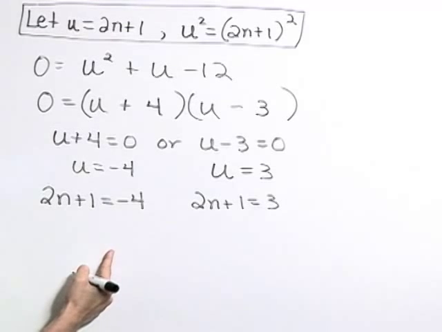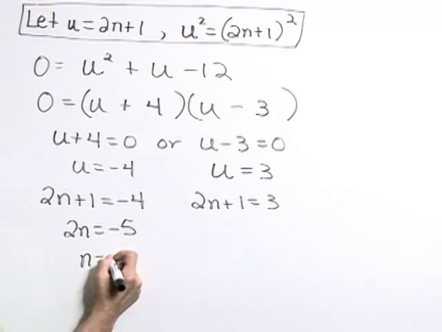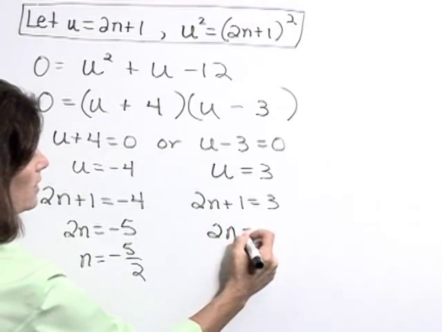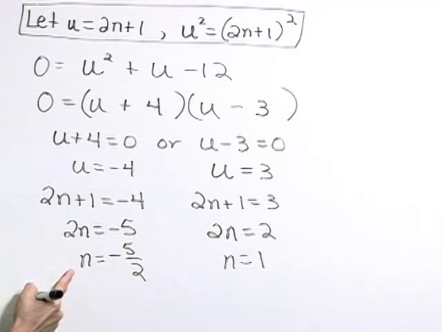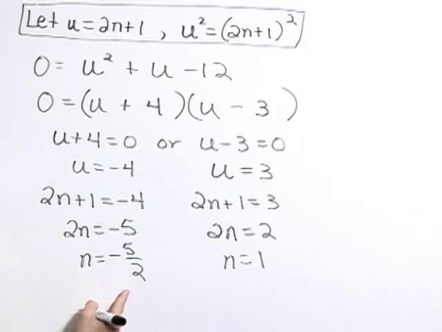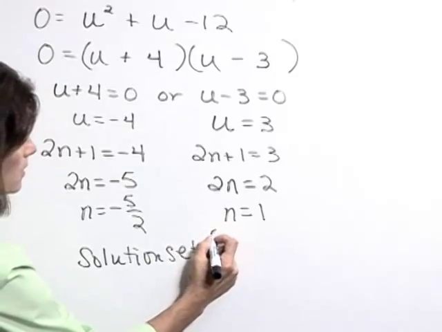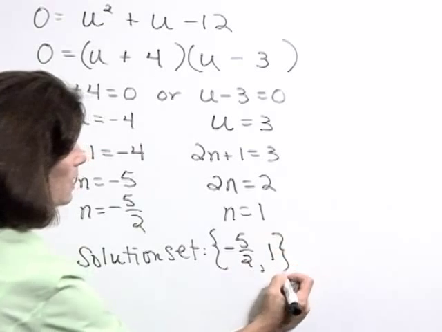In this first linear equation here, 2n is equal to negative 5, or n is negative 5 halves. With our second linear equation, subtract that 1 over, so 2n is equal to 2, or n takes on the value of 1. You want to go ahead and check these in your original equation. You'll get a true statement for both. Therefore, the solution set includes both of these, the negative 5 halves and positive 1.